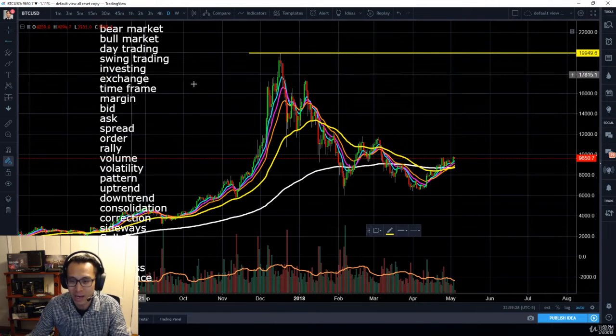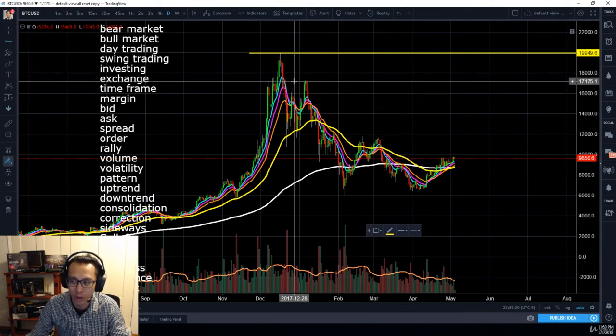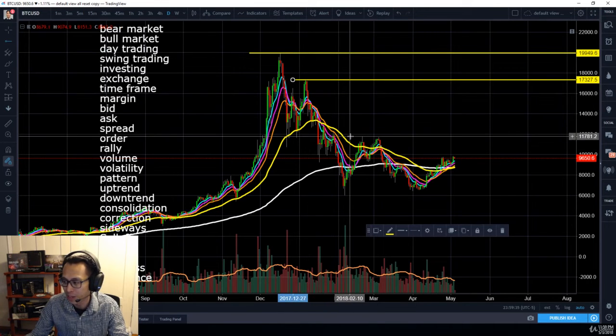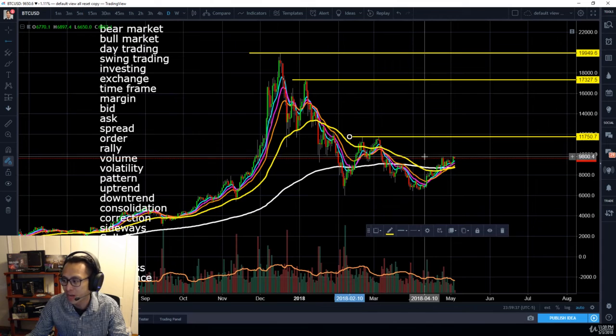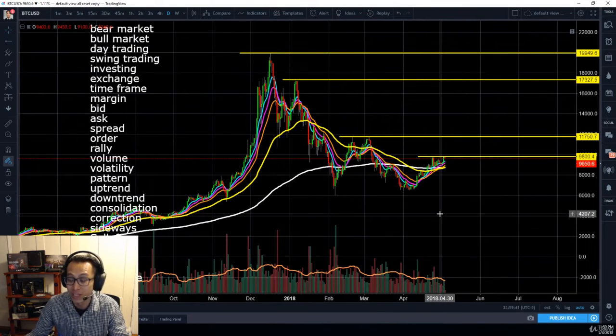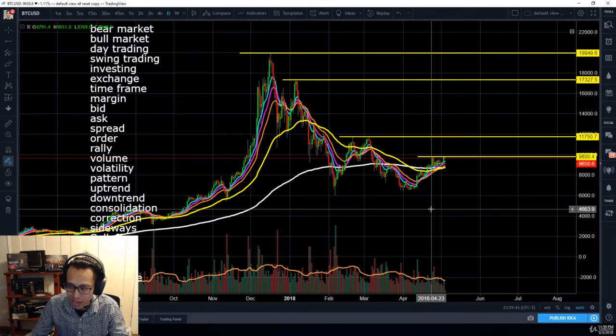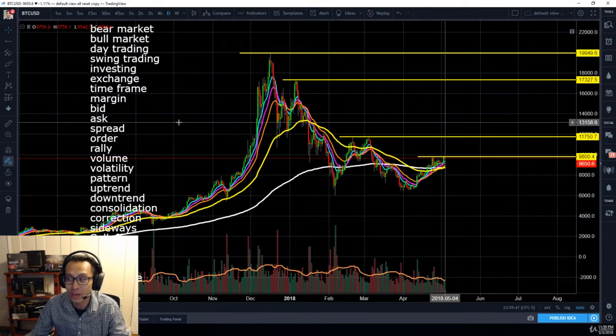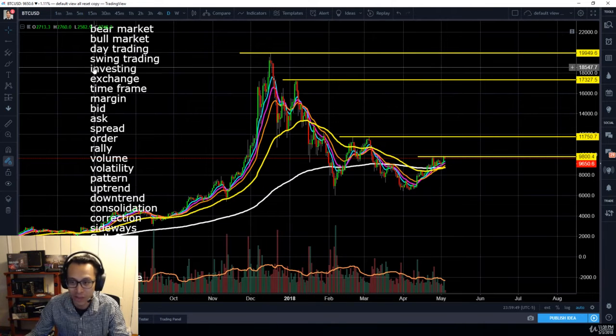But there are also many other small resistances that we can call hurdles as well. This is a hurdle. That is a hurdle right around there. And right now we're actually at a hurdle right here as well. So there are many different resistances that we need to break in order to get to different resistances. Everything eventually becomes a resistance, right?